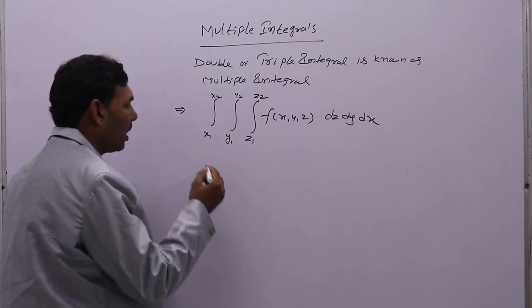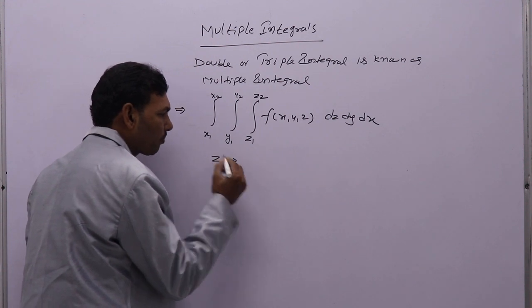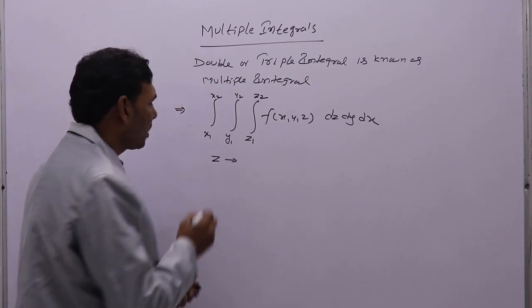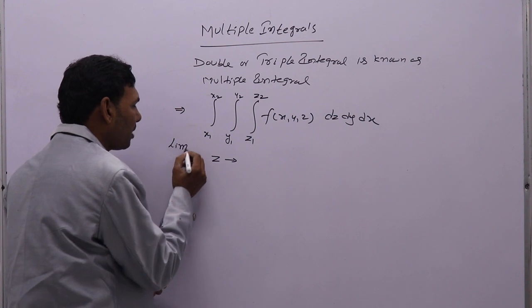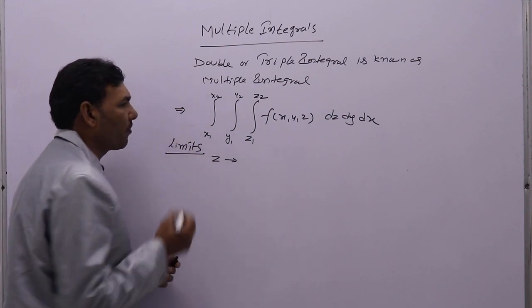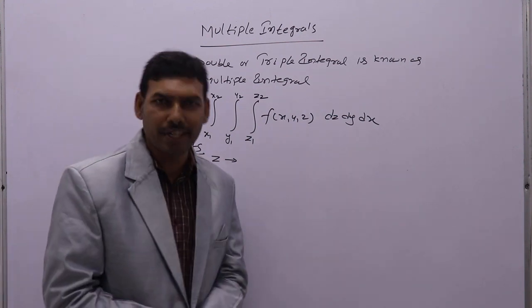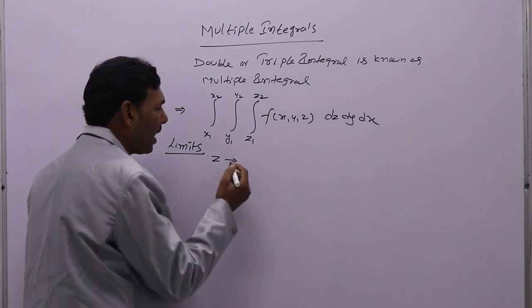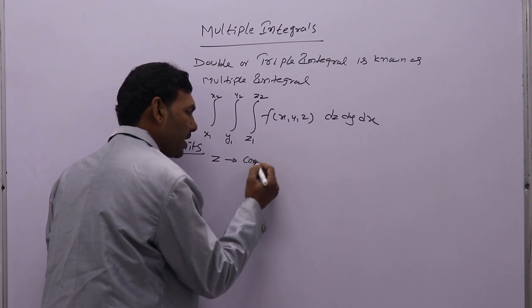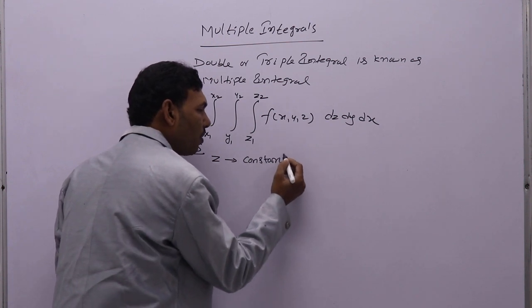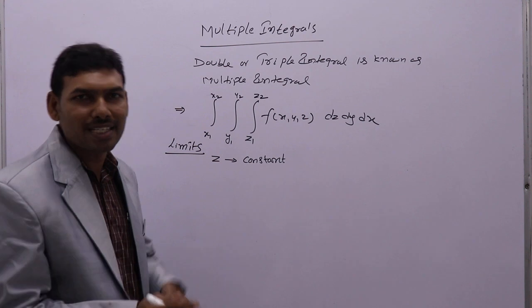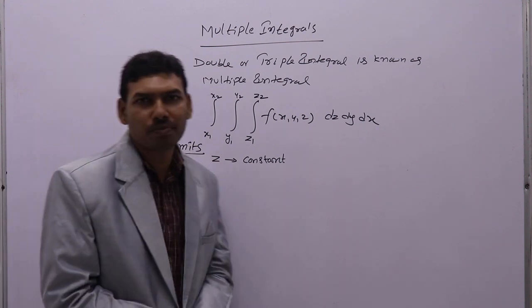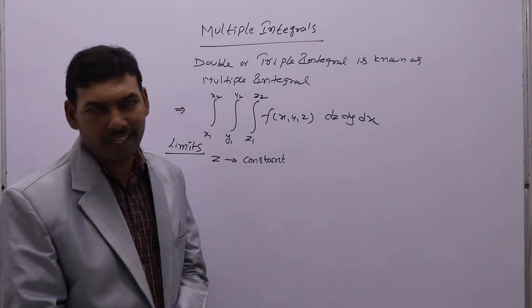Next, other cases. I am discussing the limits of each variable. First, z. Here z may have two possibilities. Z may have constant limits, and if it has constant limits, there is no need to discuss the order of integration.